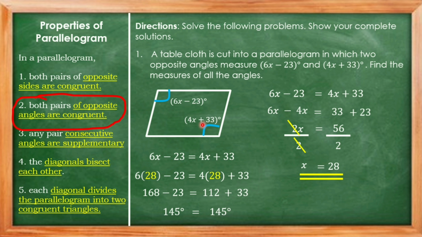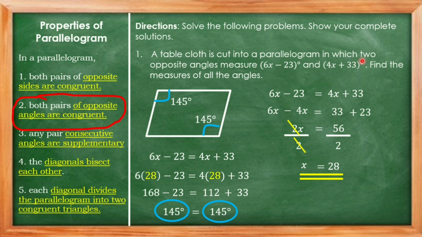So, take note, degrees dahil angles ang mga ito. Okay, so don't forget the units. So, as you can see, pareho 145 sila in measure. Kasi nga, opposite angles sila. And opposite angles are congruent. Palitan lang natin to. So, nahanap na natin yan. So, that is 145. This one is 145.